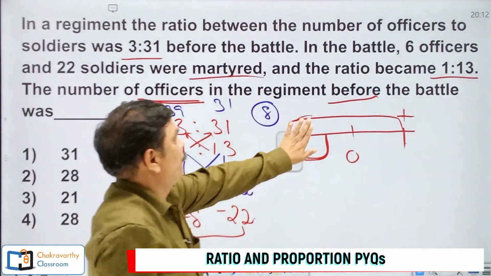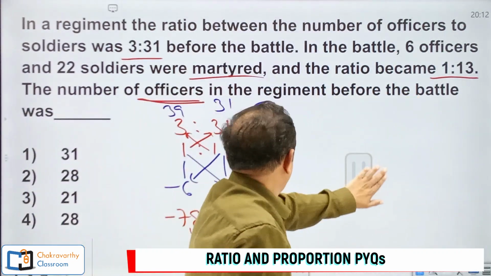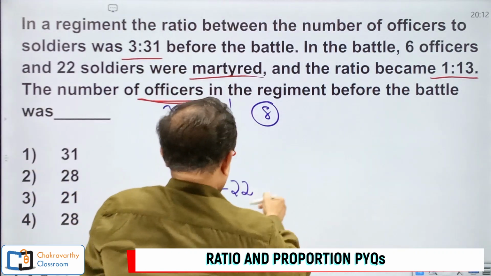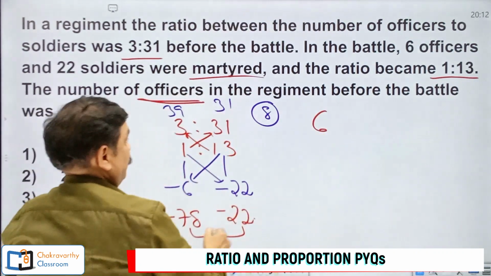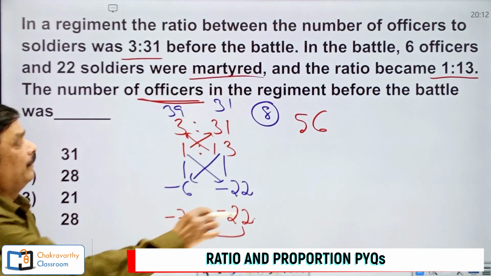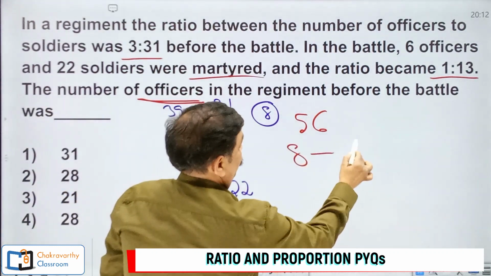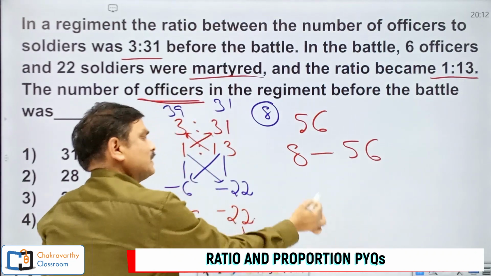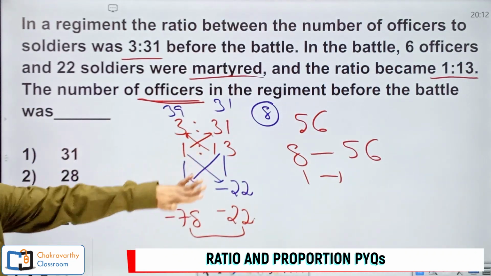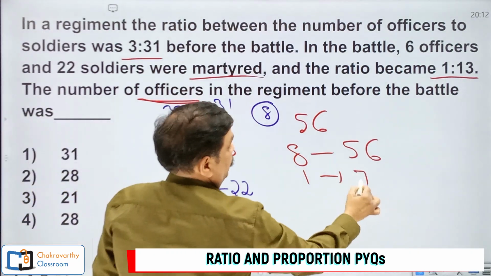Now clearly go for this one. Just go for the subtraction here. So this is 8 minus 2, this is 6. 7 minus 2, this is 5. Okay. That means here 8 parts is equal to 56. Obviously, one part is equal to 56 divided by 8. How many times? 7 times. So one part is equal to 7.